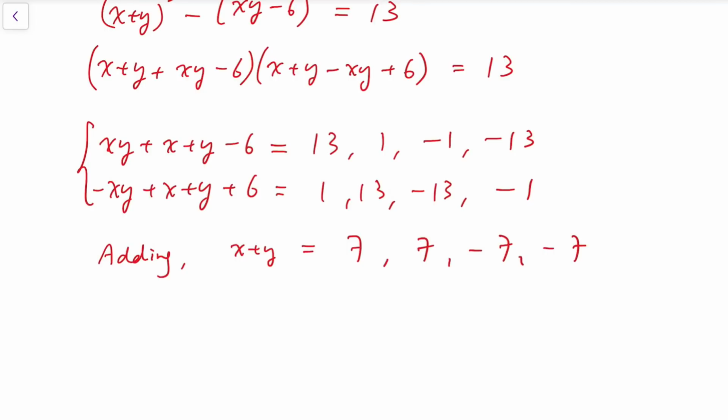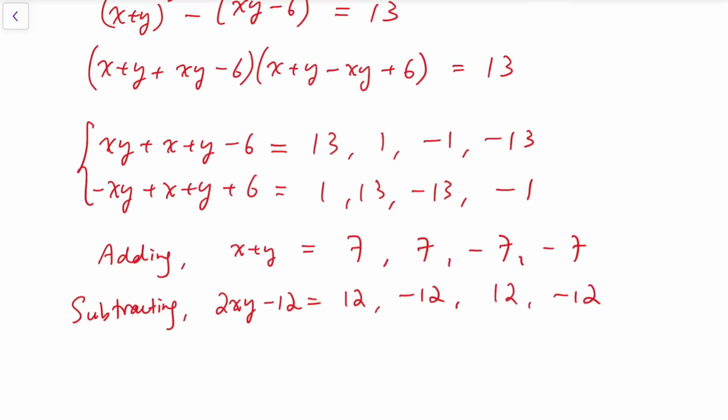Whereas if you subtract, then you will get 2xy - 12 equals either 12 or -12. Then you can solve again, add both sides by 12 and halve them. So then you will have 12 over here. And then for the -12 cases, you have 0.